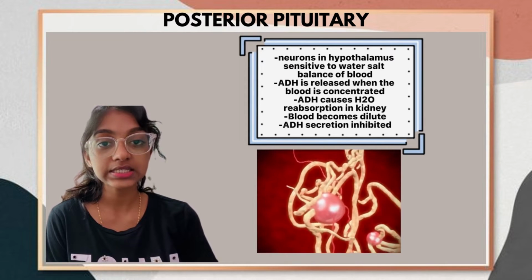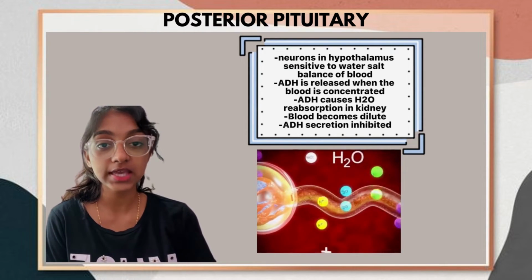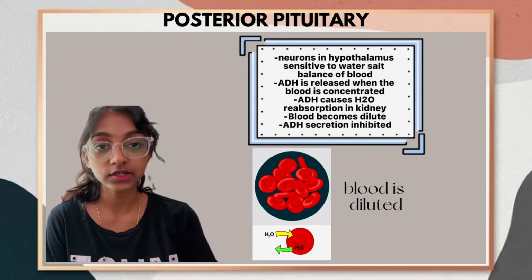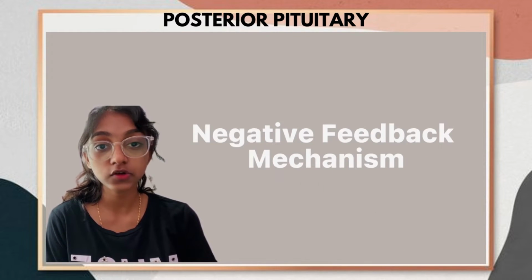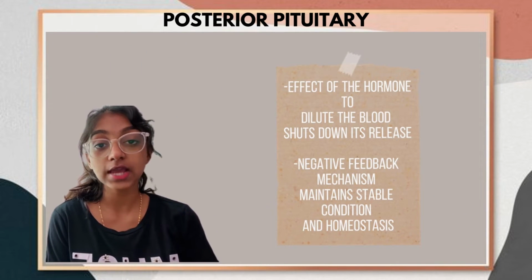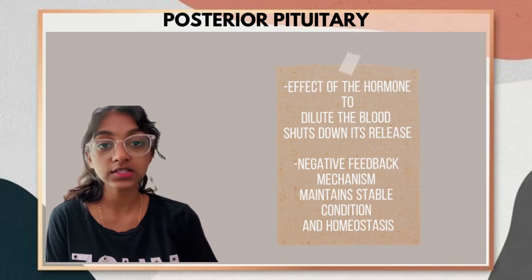Upon reaching the kidneys, ADH causes water to be reabsorbed. As the blood becomes dilute, ADH is no longer released. This is an example of control by a negative feedback mechanism. The effect of the hormone, diluting the blood, shuts down the release of the hormone. Thus, the negative feedback mechanism maintains stable conditions and homeostasis.